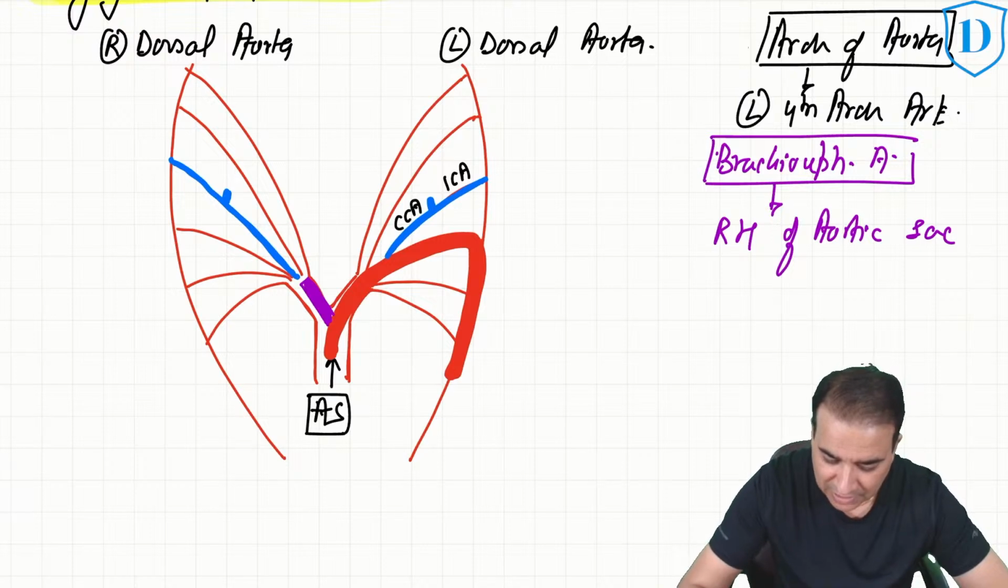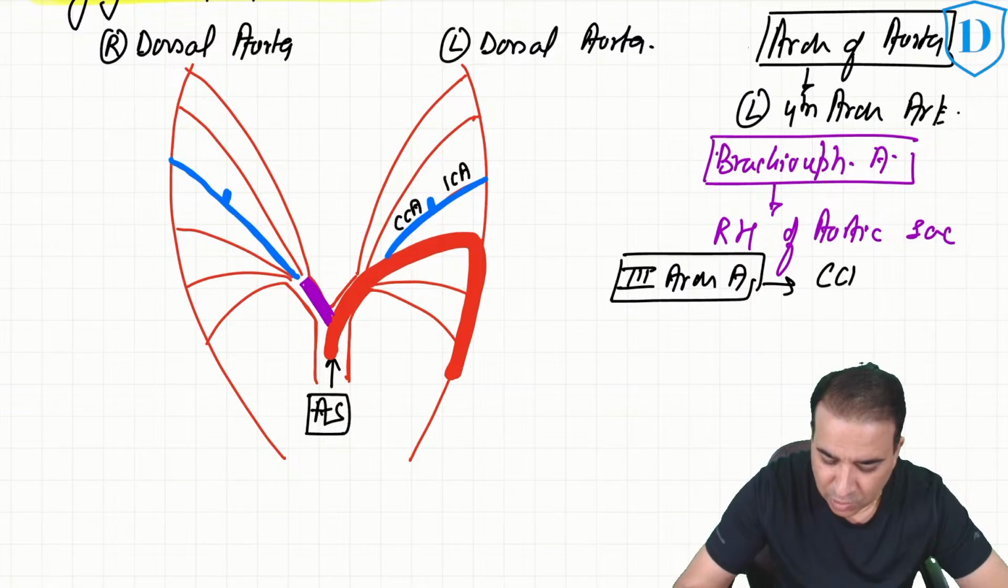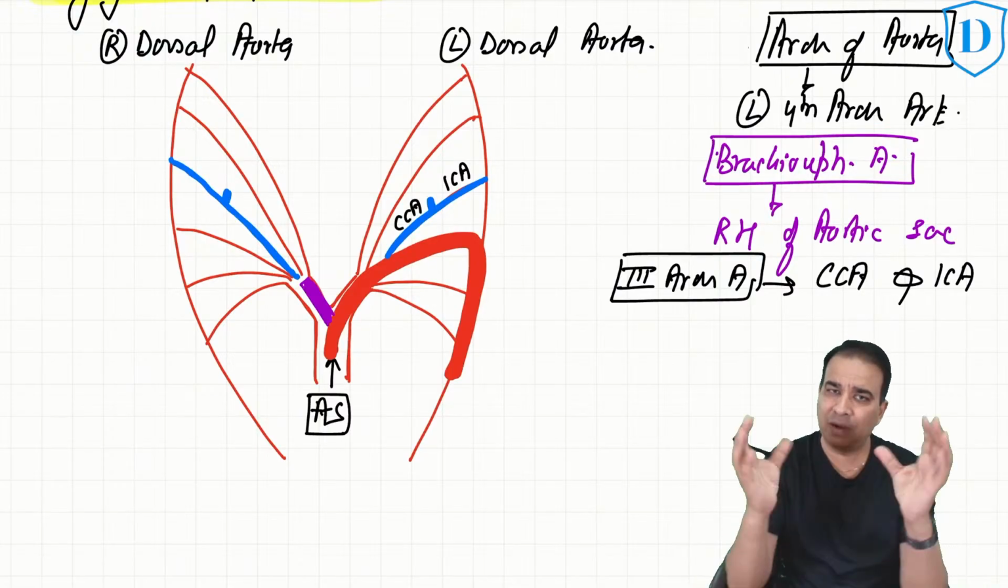So if the question is asked on the third arch artery, the third arch artery is the one which will give rise to the common carotid artery and internal carotid artery. Even the external carotid artery also, but the external carotid artery is simply coming out as a bud only.